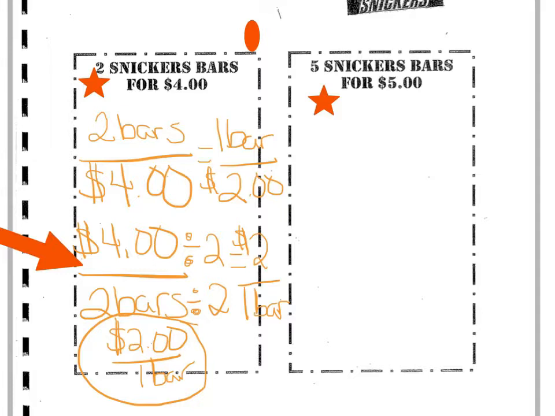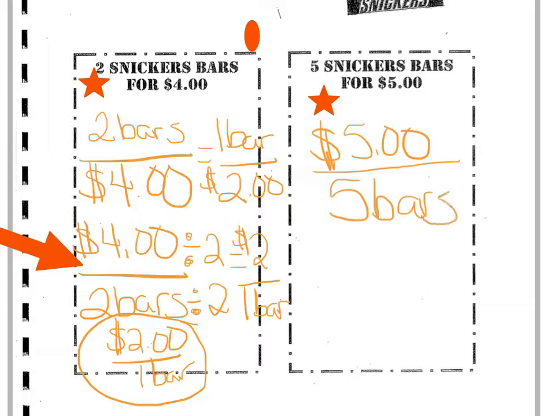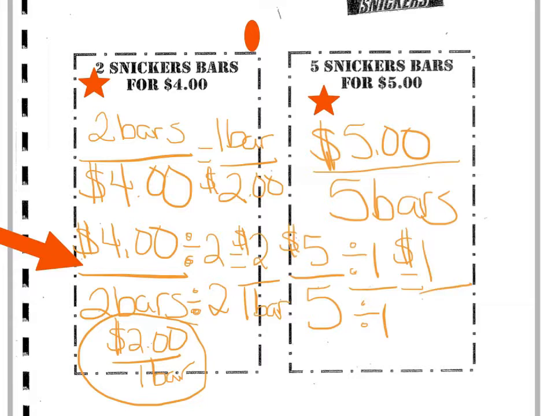So let's set up our ratio over here, and we have $5 for 5 bars. Okay, we need to simplify that and get a denominator of 1, so we're going to divide both by 1 to make that denominator equal to 1. We end up with $1 per bar. So, which is the better deal? Hopefully, you have decided that deal number 2 is the better deal.